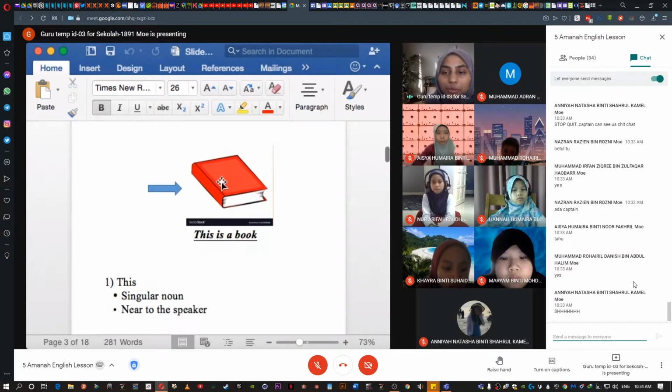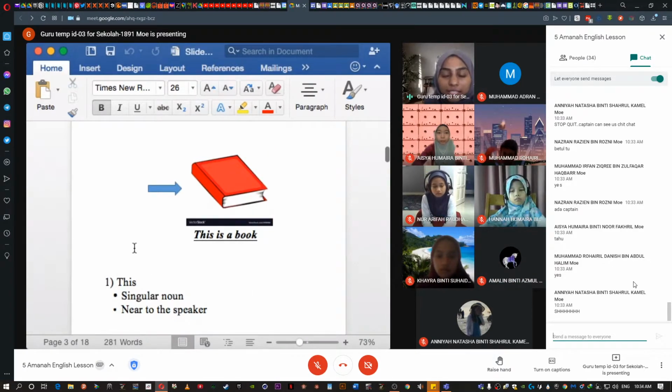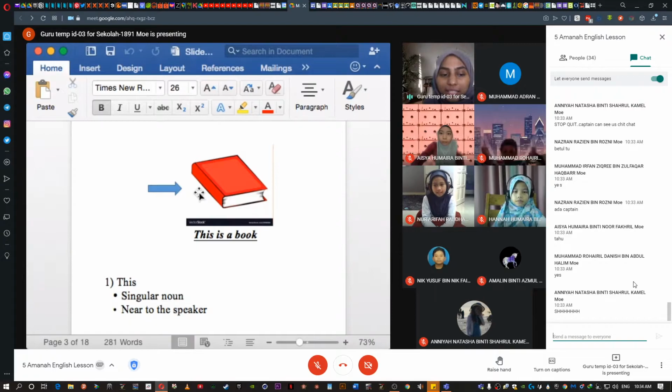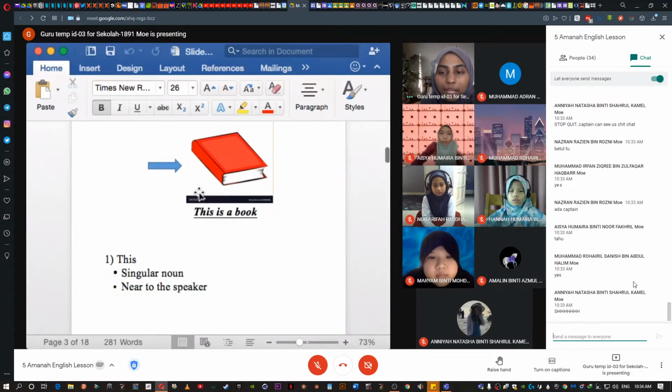Okay. The first one is this. This is a book. So, we use this for singular noun. Perkataan yang ada satu. So, dekat sini kita nampak buku ada satu. So, we use this is a book. So, kita guna perkataan this. And dia cakap near to the speaker. So, berdekatan. Benda yang berdekatan dengan kita dan juga ia single, ada satu, kita guna perkataan this. This is a book. Okay. Number two.